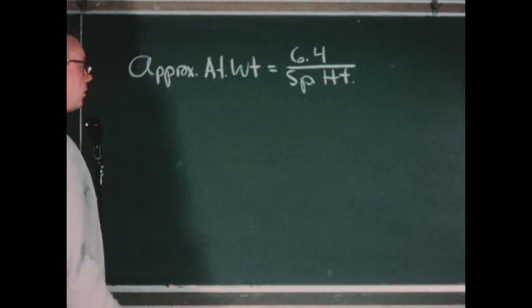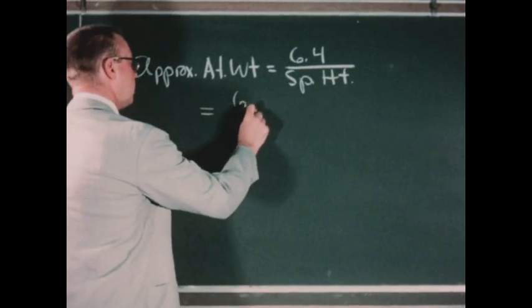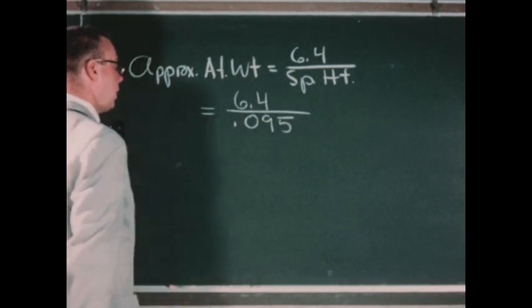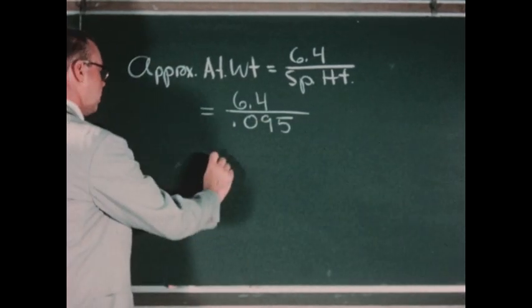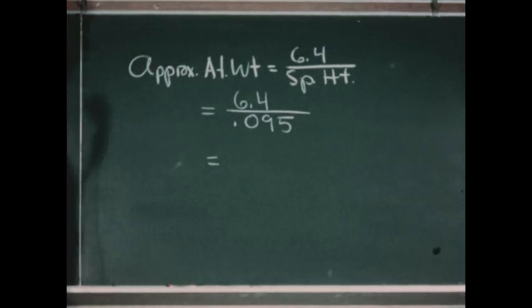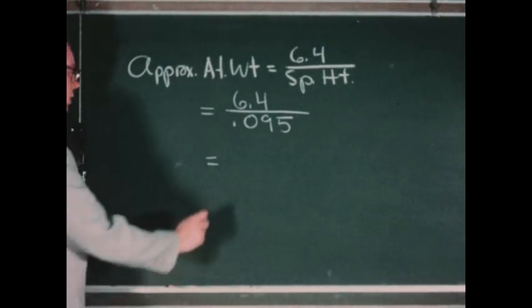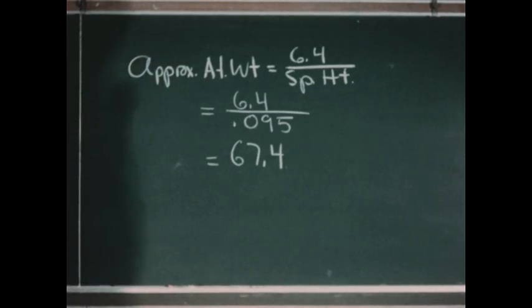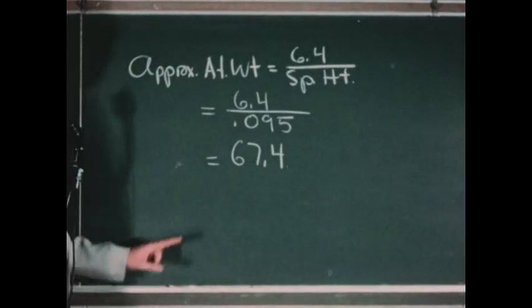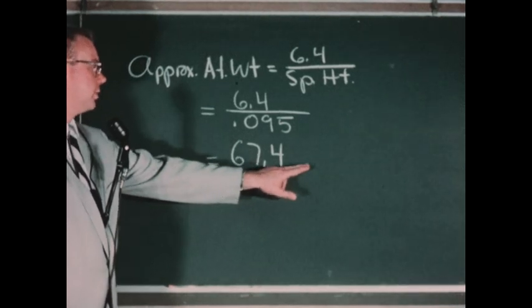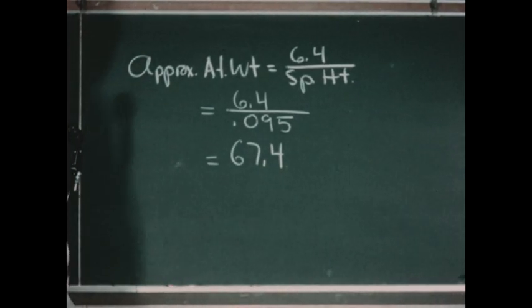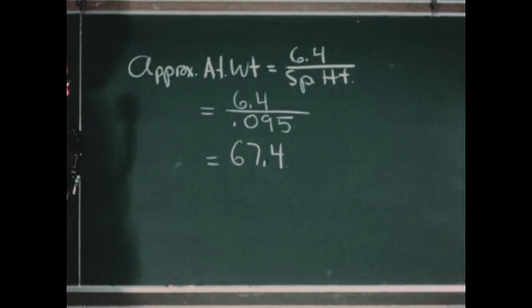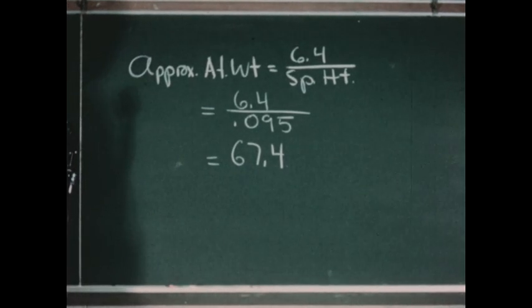Now we've determined the specific heat experimentally for copper, our value being 0.095. And when this computation is carried out, we find that the approximate atomic weight of copper is 67.4. It's difficult to say how accurate this figure is, but it's probably plus or minus 5 or so as an order of magnitude. And this figure will be very useful to us later on in determining the valence of copper.